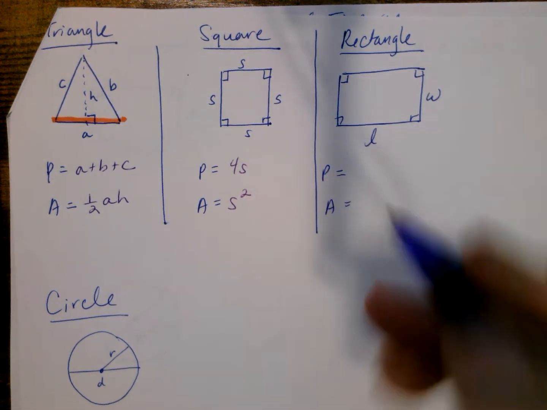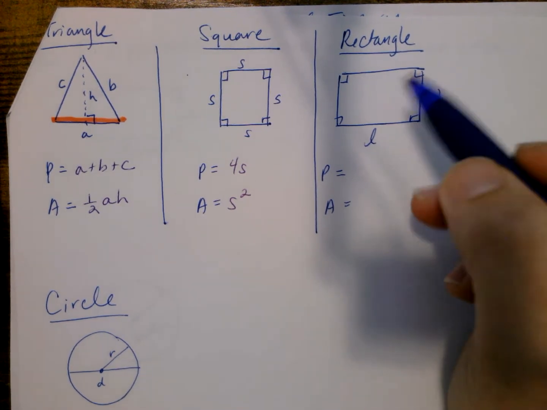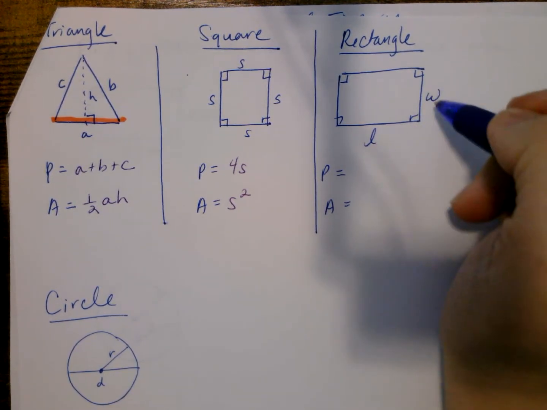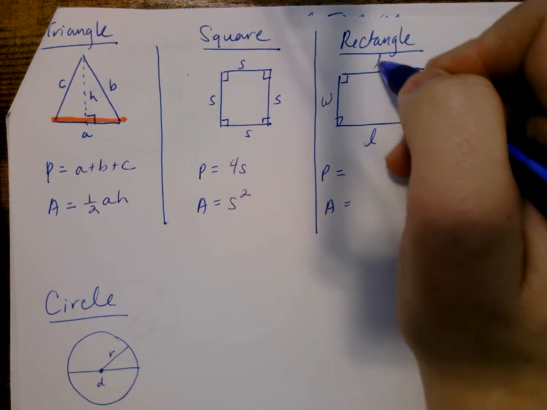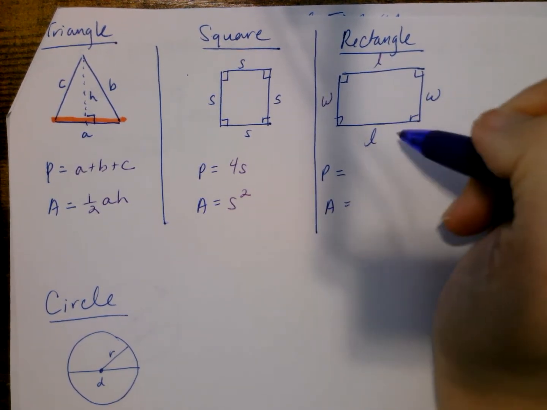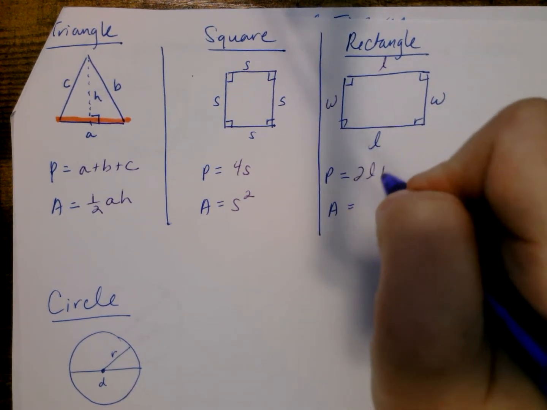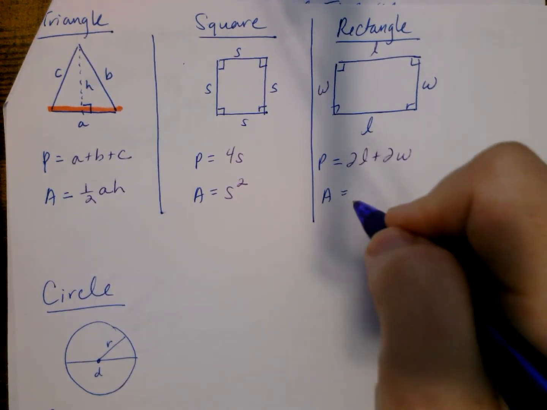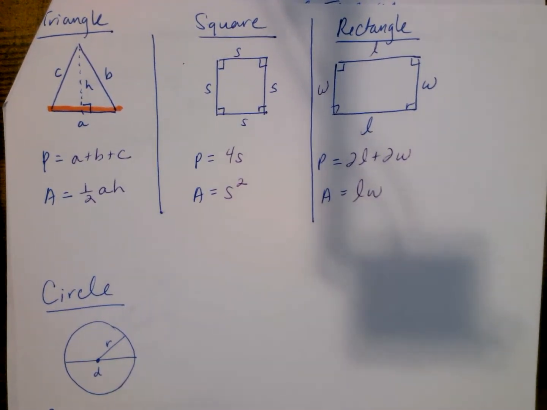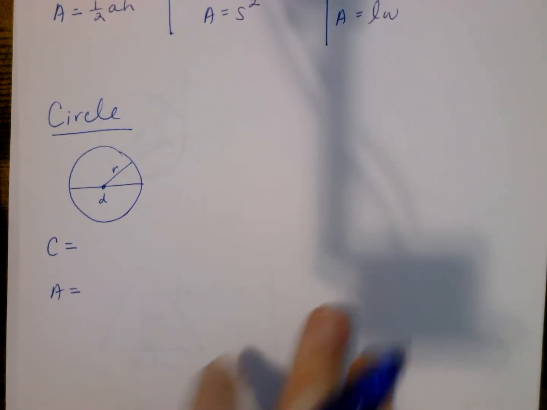For a rectangle, where it has 2 different lengths, a length and a width, the perimeter, again, if this side is W and this side is L, would be L plus W plus L plus W, or 2 L's plus 2 W's. Your area would be length times width. Some books have base times height. It doesn't matter. Just know how to do this. You should have been doing this from a long time ago.